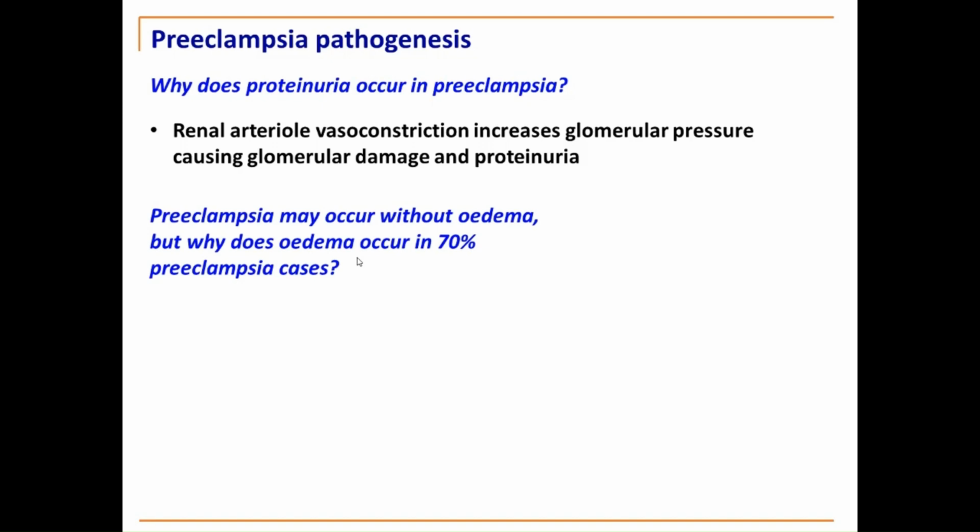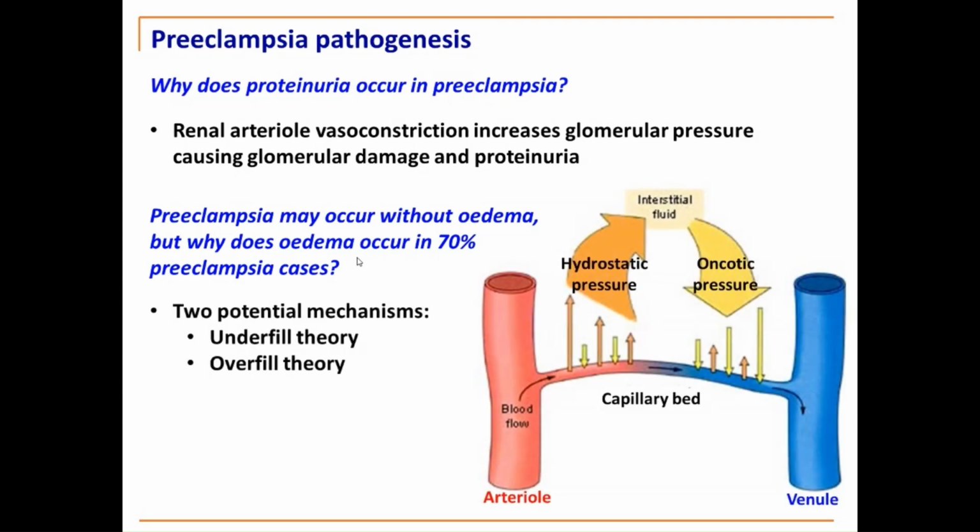But preeclampsia may occur without edema. So why does edema occur in about 70% of preeclampsia cases? There are two theories. One of them is the underfill theory, the other is the overfill theory, but both of them relate to hydrostatic pressure or oncotic pressure changes that are going to occur because of pressure changes and fluid changes and volume changes.